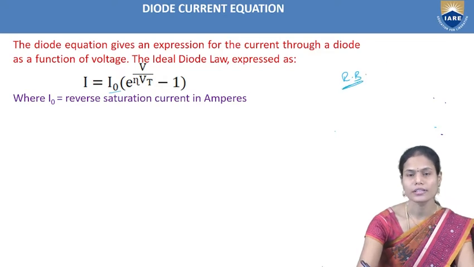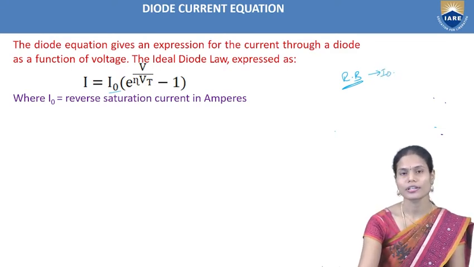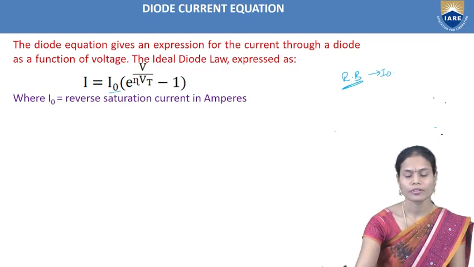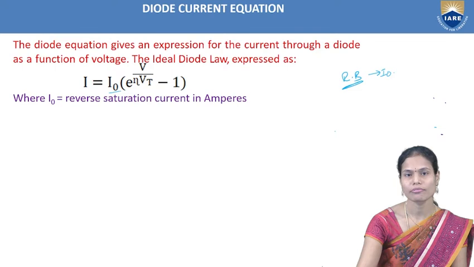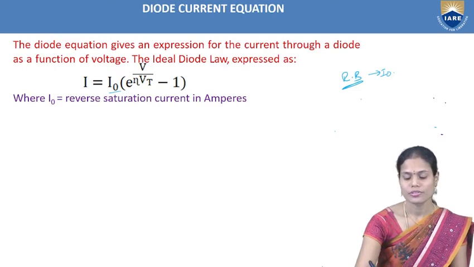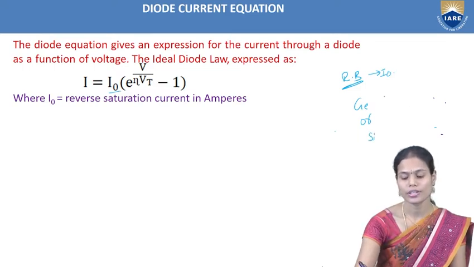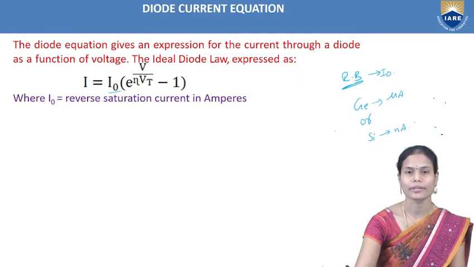I have already explained, in the reverse bias condition we will not get any current due to the majority carriers. We will get the current due to only minority carriers. That current we call the reverse saturation current, and we represent it here as I naught. It is mostly in microamperes, a very small value. This value also depends upon which type of diode we are utilizing, germanium diode or silicon diode. If it is a germanium diode, we will get some microamperes, and if we use a silicon diode, we will get it in the nanoampere range.